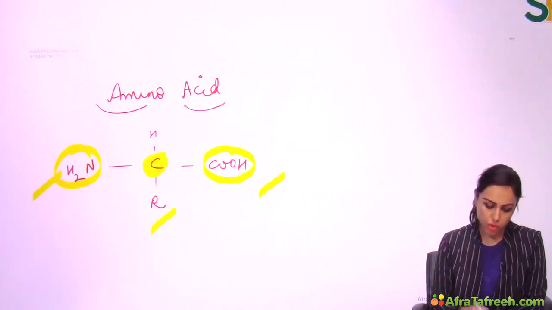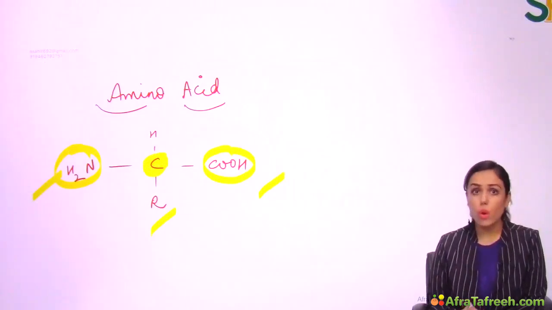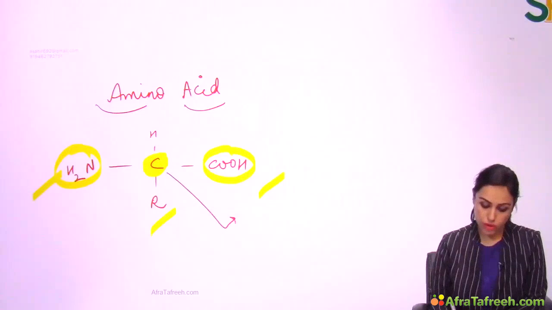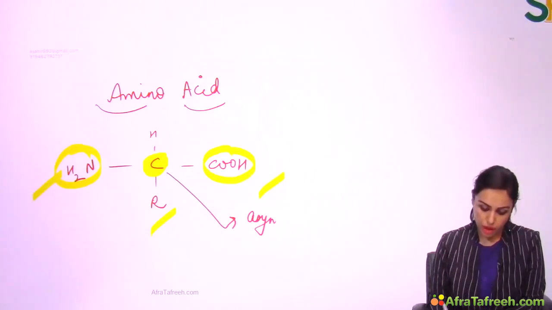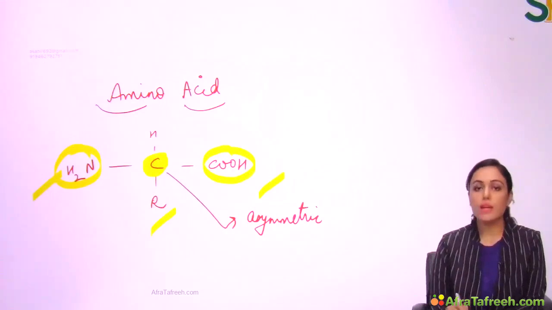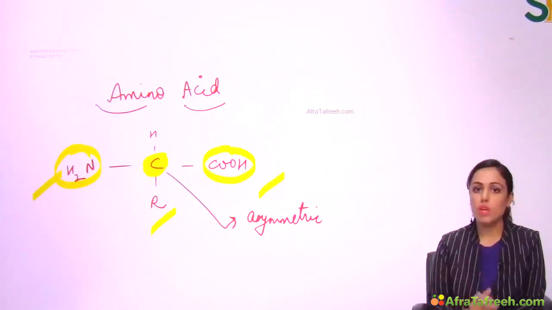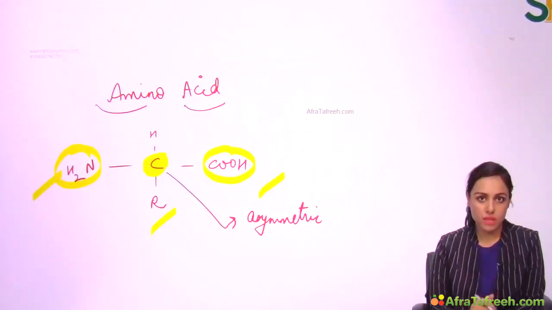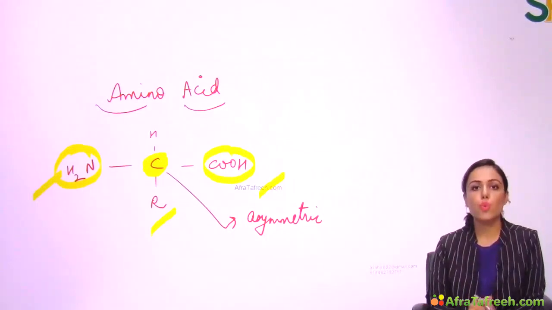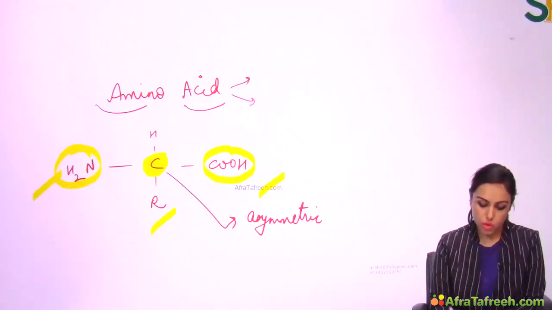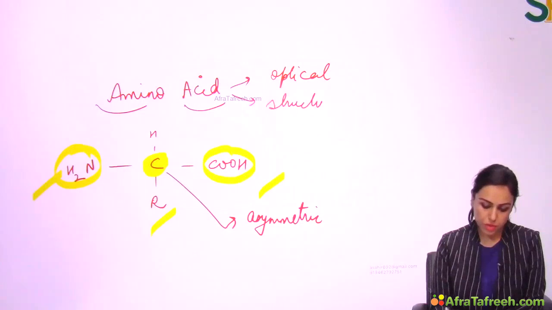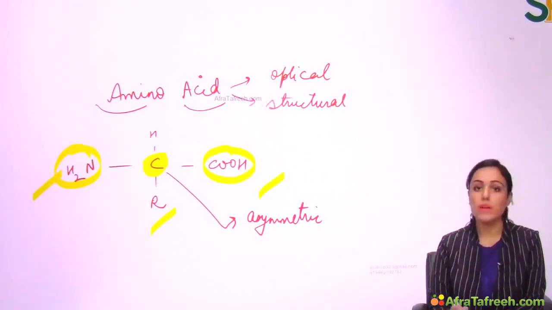Now see the central carbon. The central carbon of amino acid is symmetric or asymmetric. See, all four valencies are occupied by different atoms or group of atoms. So this carbon is asymmetric. I told you asymmetric carbon is responsible for isomerism. We did a general line that whenever a compound has asymmetric carbon, then it will show both optical and structural isomerism. So amino acids will show both optical and structural isomerism, right?